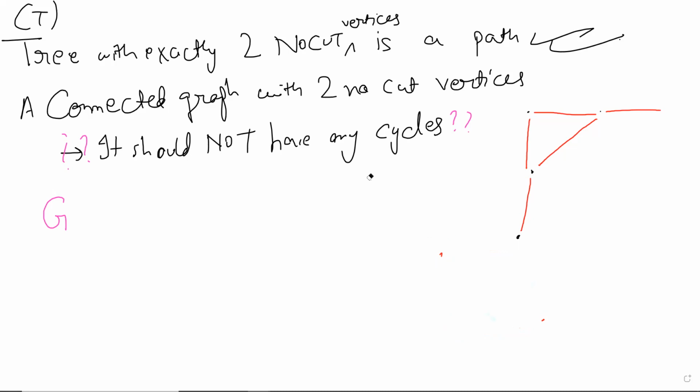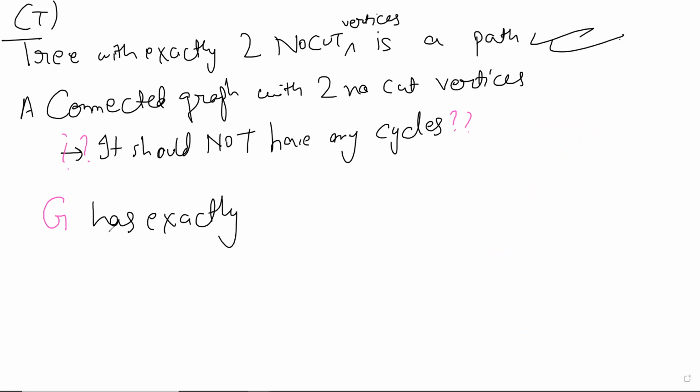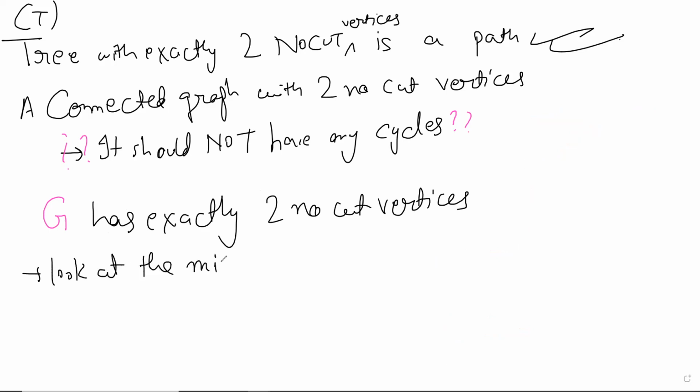How about we go to the minimum spanning tree? G has, okay, no one said this so far. It may not work, but at least you try it. G has exactly 2 no-cut vertices. So you look at just the MST, the minimum spanning tree. Why am I saying minimum? Just spanning tree. Why minimum? There are no costs here.